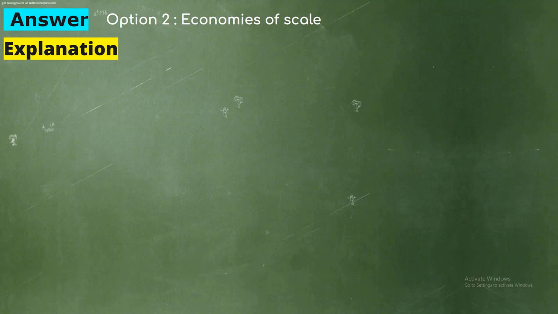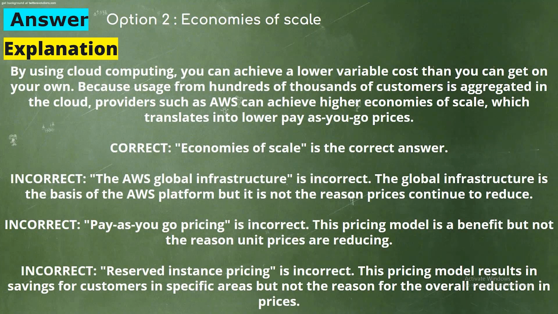Explanation. By using cloud computing, you can achieve a lower variable cost than you can get on your own. Because usage from hundreds of thousands of customers is aggregated in the cloud, providers such as AWS can achieve higher economies of scale, which translates into lower pay-as-you-go prices. Correct. Economies of scale is the correct answer.